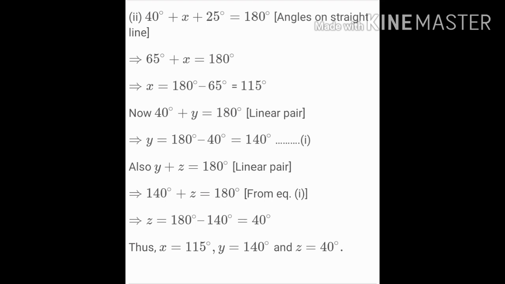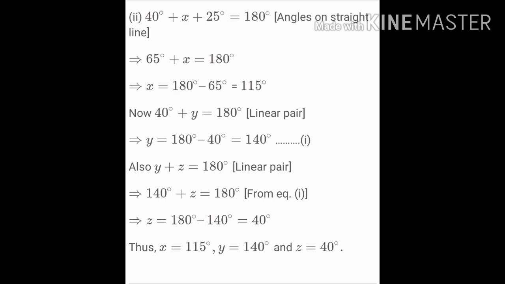Second part. 40 plus x plus 25 is equal to 180 degrees because these are the angles formed on the same line. So the sum will be definitely 180 degrees. 65 degrees plus x is equal to 180 degrees. So the value of x will be 115 after subtracting 65 from 180. Now the value of y. 40 degrees plus y is equal to 180 degrees, because it is a linear pair. So the value of y will be 180 minus 40, it will be 140 degrees.